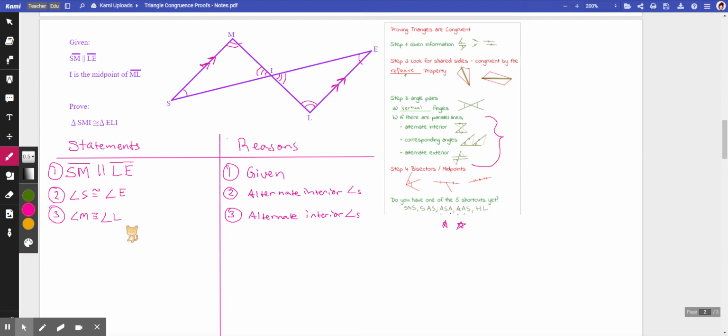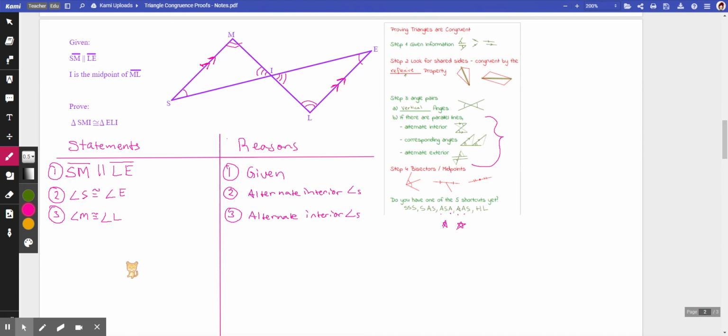Again, I can do a different proof, and I will show you that example in a little while. I could do an entirely different proof where I use the vertical angles instead of angle M and angle L. But I only need two pairs of angles, so I'm not going to worry about the vertical angles right now. I'm just going to focus on these two, and then I need a pair of sides.